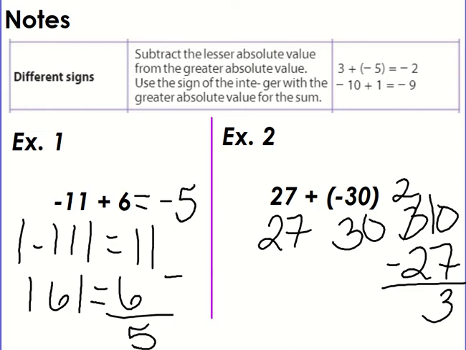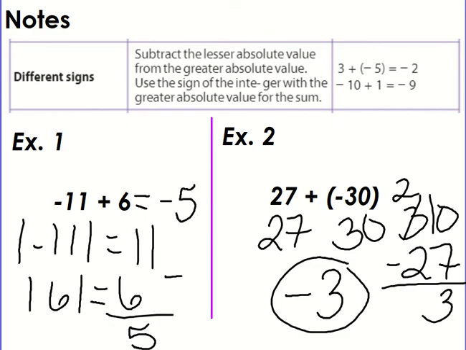But then we have to remember the sign of the greater absolute value is the sign we take in the end. So 30 is the greater absolute value, and it is linked with negative 30, and so our final answer will actually be -3.